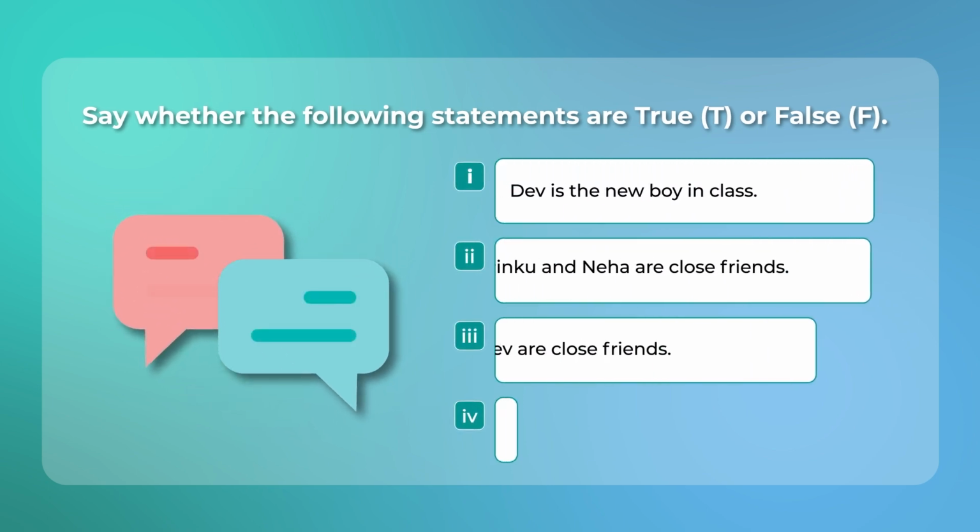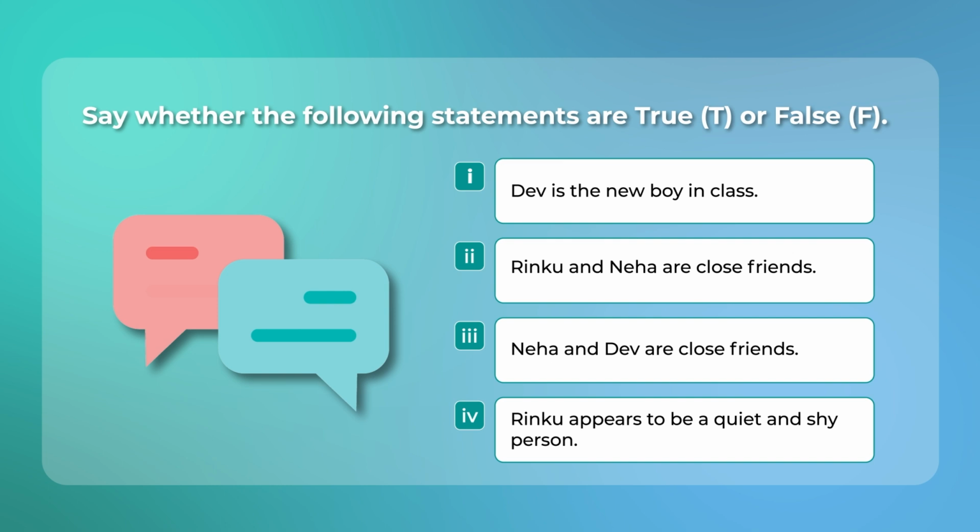After listening to this, say whether the following statements are true or false. Dev is a new boy in the class. Rinku and Neha are close friends. Neha and Dev are close friends. Rinku appears to be a quiet and shy person.